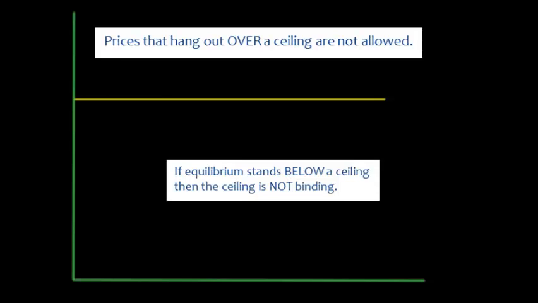So if we have a price ceiling, just think of it this way. We usually are under ceilings. So if we have an equilibrium that is standing below a ceiling, then that price ceiling is not binding. The prices down below underneath the ceiling are just fine. They're not affected by the ceiling at all. They're being totally normal. However, if you have a price above the ceiling, then that price would not be allowed, and you're going to have to figure out what the new quantity demanded and quantity supplied are going to be.